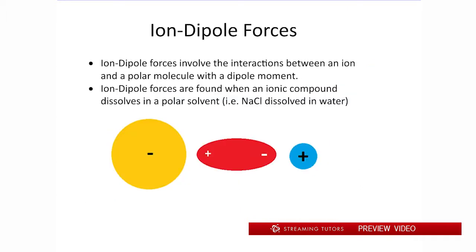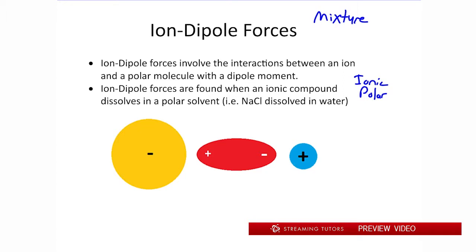The next one we'll look at is what's called ion-dipole forces. This one is known as a mixture intermolecular force because it involves two different compounds when they're mixed together. An ion-dipole force involves an ionic compound and a molecule with a dipole moment, which, as we know, is also a polar molecule. So we have an ionic compound mixed with a polar molecule.